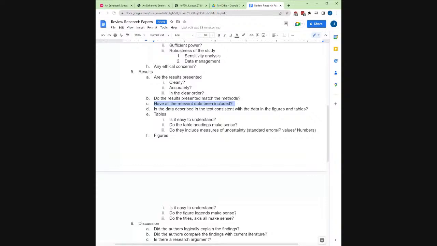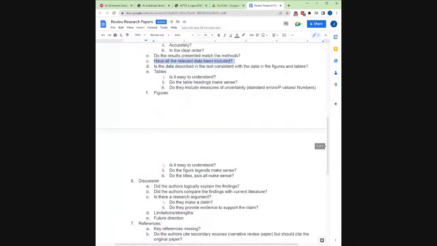This is more a reminder for myself as a reviewer. When I look at a paper submission, I want to make sure it's consistent. But for all of you who are doing just regular critical appraisal, you don't need to go to that detail. The tables: is it easy to understand? Do the table headings make sense? Yes, so far so good. Do they include measures of uncertainty? They have p-values and numbers. You can't just say group 1 is better than group 2 and not include the p-values or anything else. So it's important to include all this information to show how much uncertainty there is.